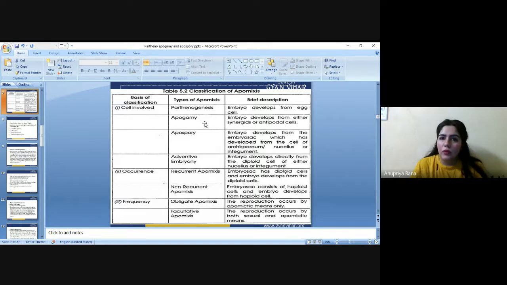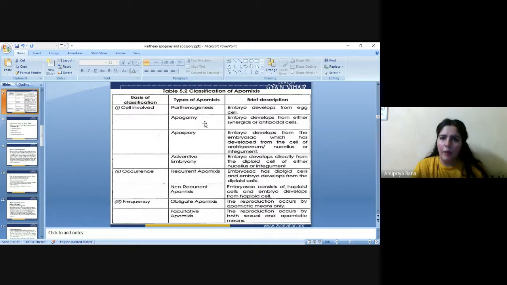The third basis is frequency. On the basis of frequency, we can divide apomixis in two manners: obligate apomixis and facultative apomixis. In obligate apomixis, a plant has only the apomixis process for its reproduction. But if a plant has apomixis and, in addition, also has sexual reproduction, we get the point.